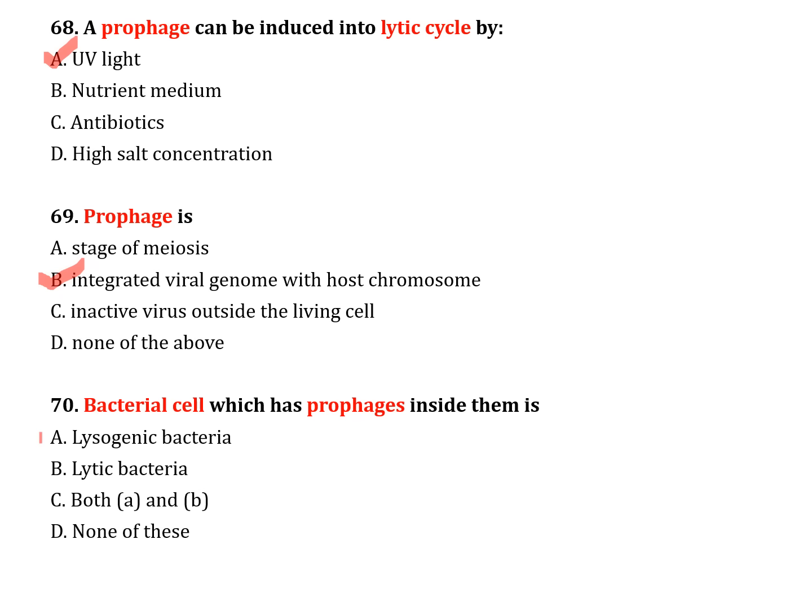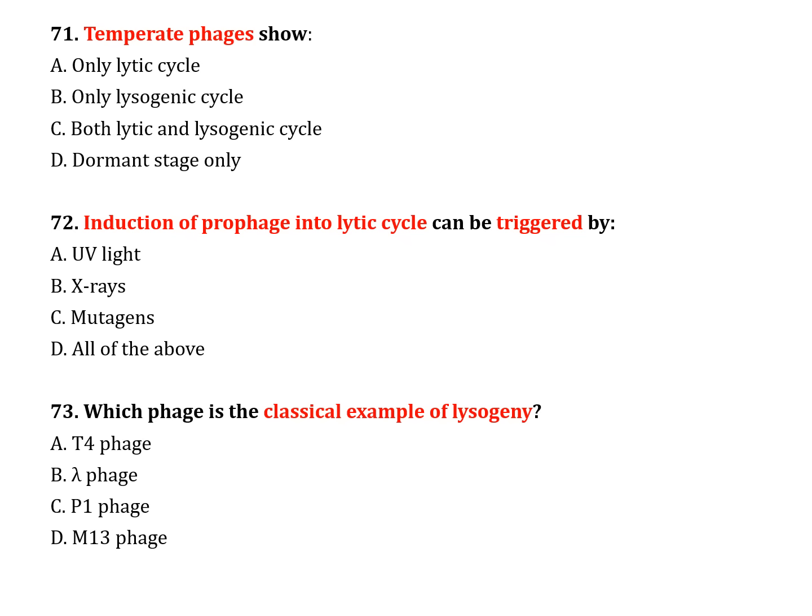The next question, number 71: Temperate phages show: option A, only lytic cycle; option B, only lysogenic cycle; option C, both lytic and lysogenic cycle; option D, dormant stage only. Correct answer is option C, both lytic and lysogenic cycle, or either lytic or lysogenic cycle.